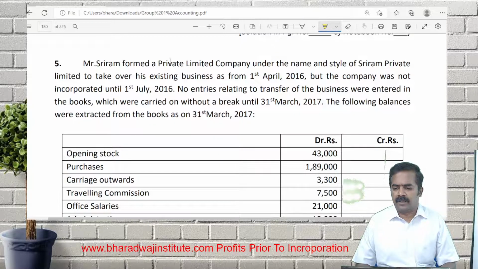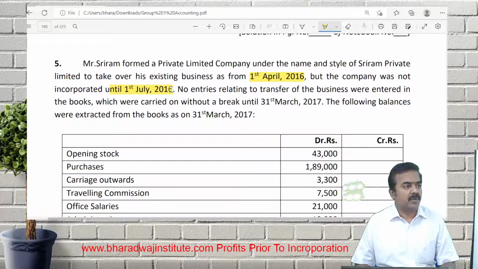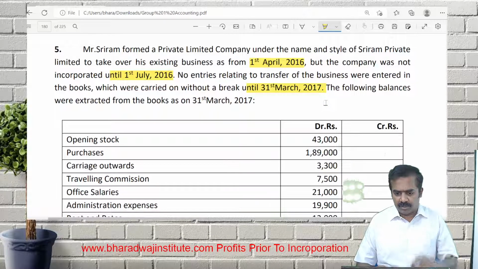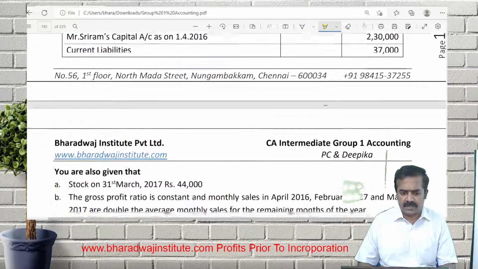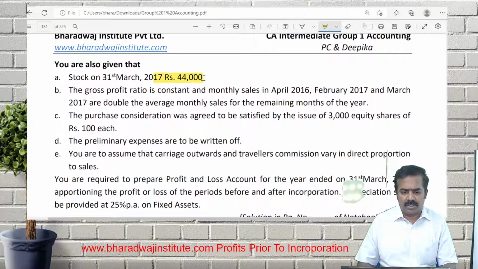Shriram formed a private company under Shriram Private Limited, takes over a business from 1st April 2016. The company was incorporated on 1st July 2016. On 31st March 2017, they are preparing the final accounts. They have given opening stock, purchases, carriage outwards, travel, commission, office and salaries expenses, all those things are given. Closing stock is given. Then gross profit ratio is constant. Then monthly sales of April, February and March was double than that of the remaining months of the year.